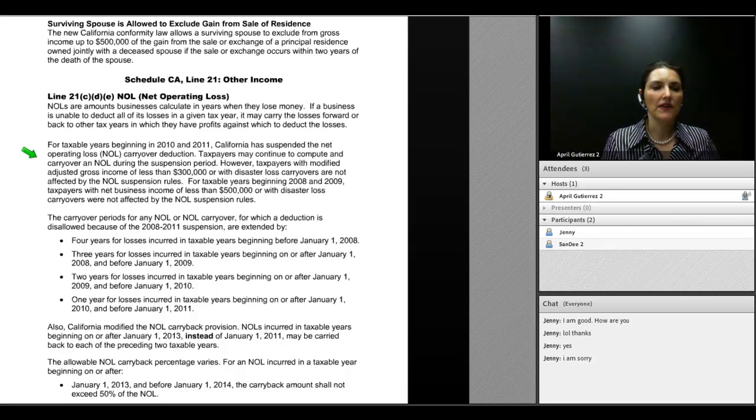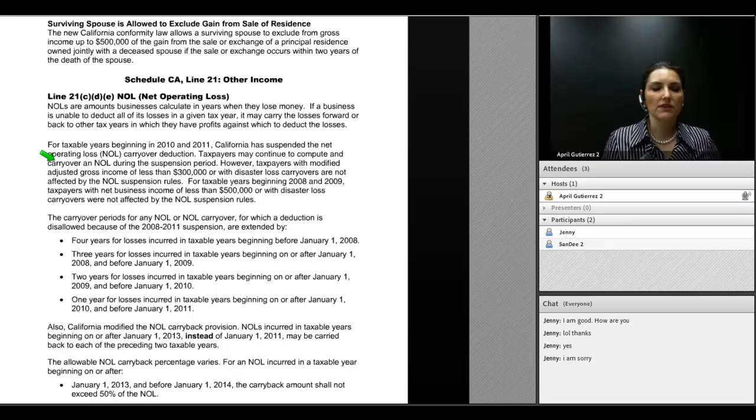However, taxpayers with modified adjusted gross income of less than $300,000 or with disaster loss carryovers are not affected by the NOL suspension rules. For taxable years beginning in 2008 and 2009, taxpayers with net business income of less than $500,000 or with disaster loss carryovers were not affected by the suspension rules.